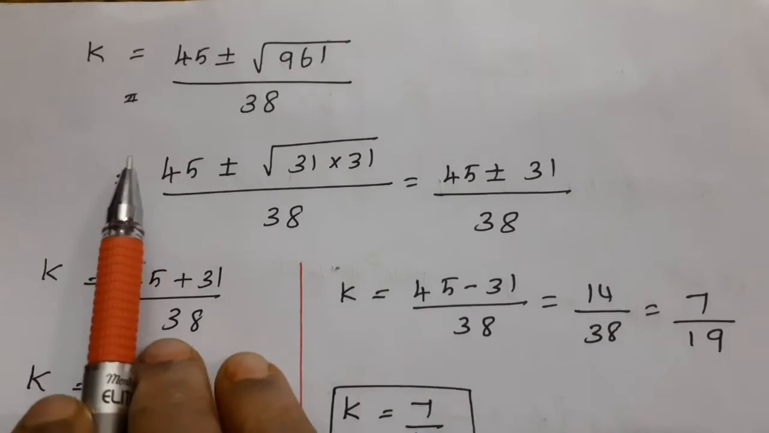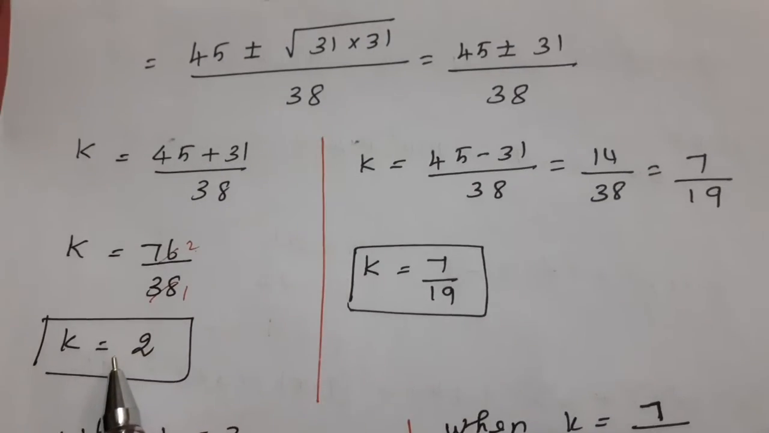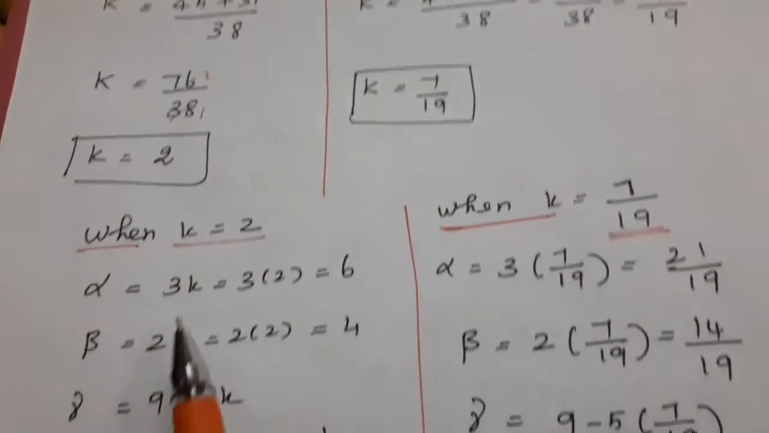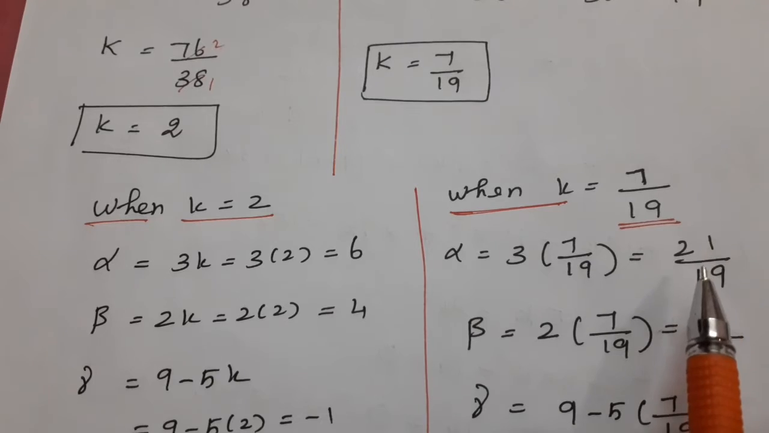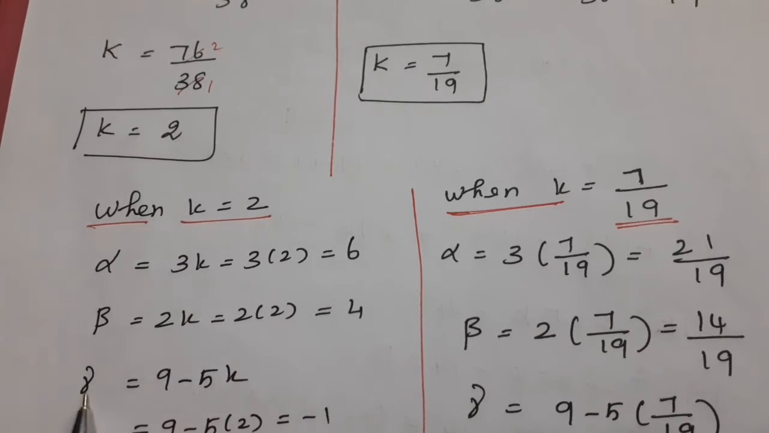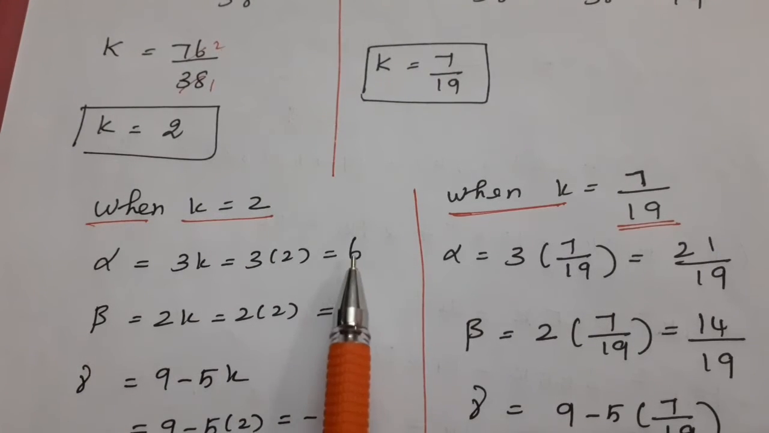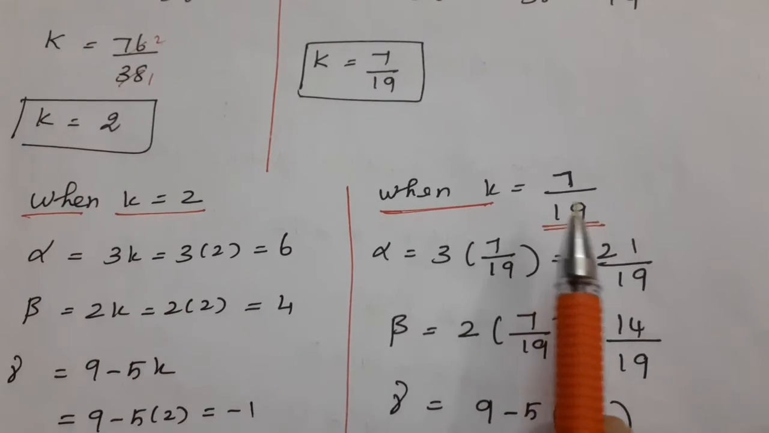Using the formula method, we substitute, and we get two values for k: k equal to 2, k equal to 7 by 19. If k equal to 2, alpha equal to 3k, beta equal to 2k, gamma equal to 9 minus 5k. You substitute k equal to 2 in the values, we get the result 6, 4, minus 1.